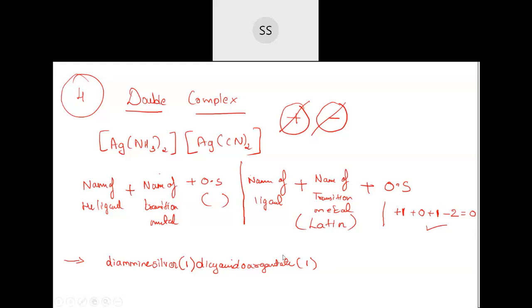One more example I will give you, so that in case in the exam they give you some other double complex, you should be in a condition to name it. So I'll change this. See this one, you all try naming. Pt(NH3)4 and then PtCl4. It's a double complex. So here, this first complex is carrying a positive charge and the next one is carrying a negative charge.